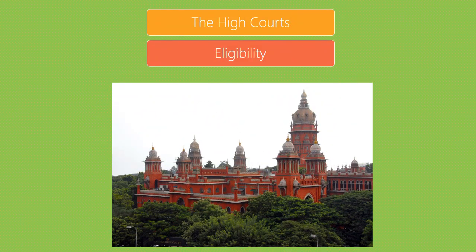Next, eligibility. To be eligible to become a High Court judge, a person must be a citizen of India. Then he or she should have held judicial office in India for 10 years or more. Or he or she should have been a High Court advocate for 10 years, or of 2 or more such courts in succession for a similar period of time.